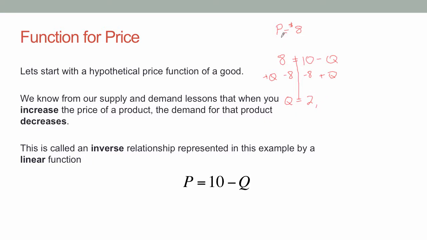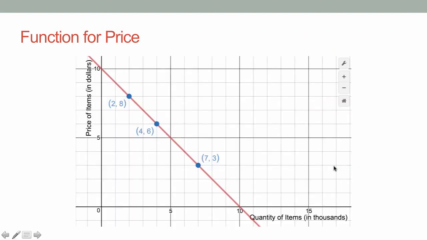If I made the price less, if I made the price only $3, how much would my quantity be? So now we have 3 equals 10 minus quantity. If I solve this one out, I can see that the quantity is going to equal 7. So if I lower the price, the quantity increases. Let's take a look at what that looks like on a graph. Here you go.